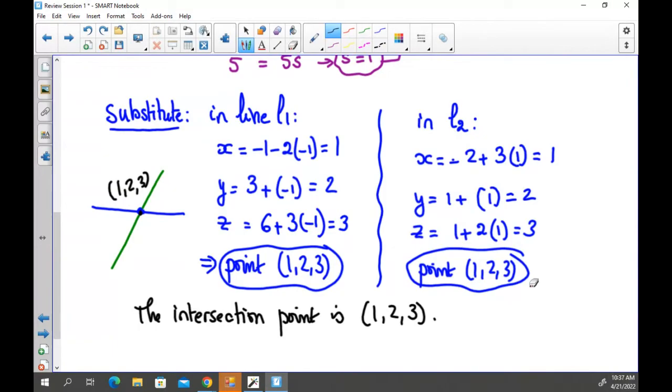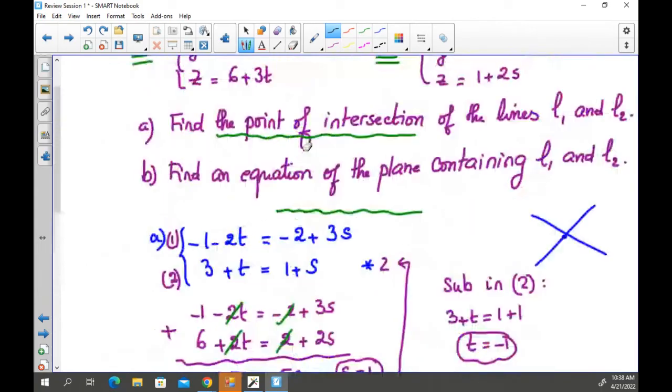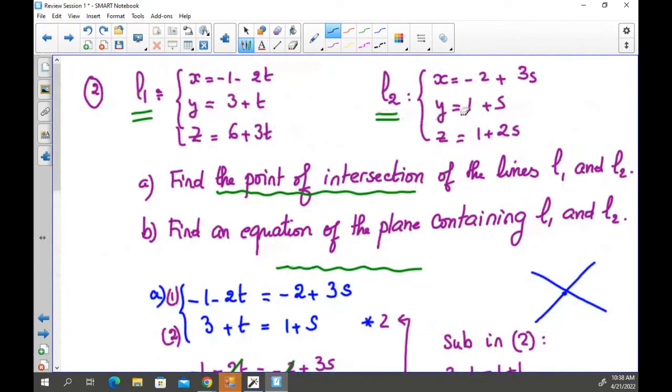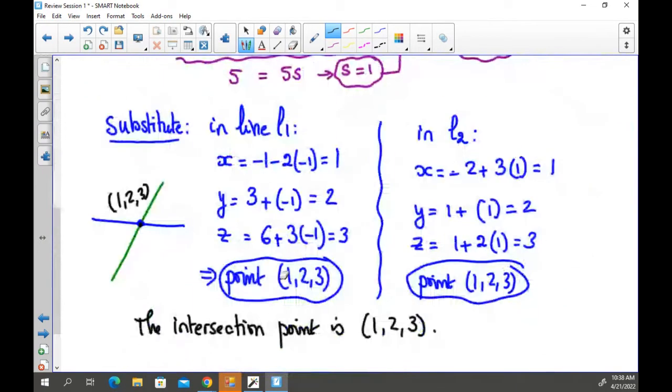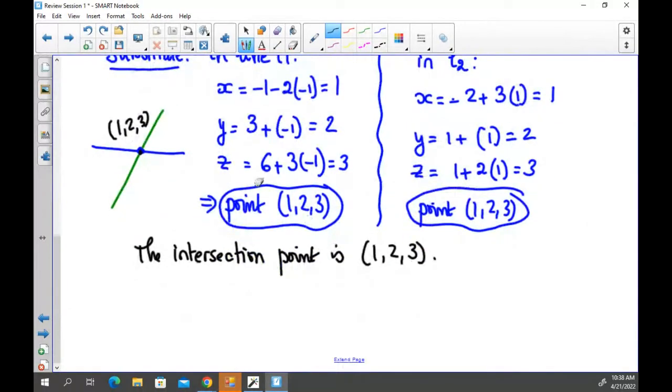Great. Okay, and this point we get it by putting t equal -1 in the first equation, and by putting s equal 1 in the second equation, we are getting exactly the same point. So that means this point belongs to L1 and it also belongs to L2, and therefore it is in the intersection of the two lines. That's basically the way you do that.